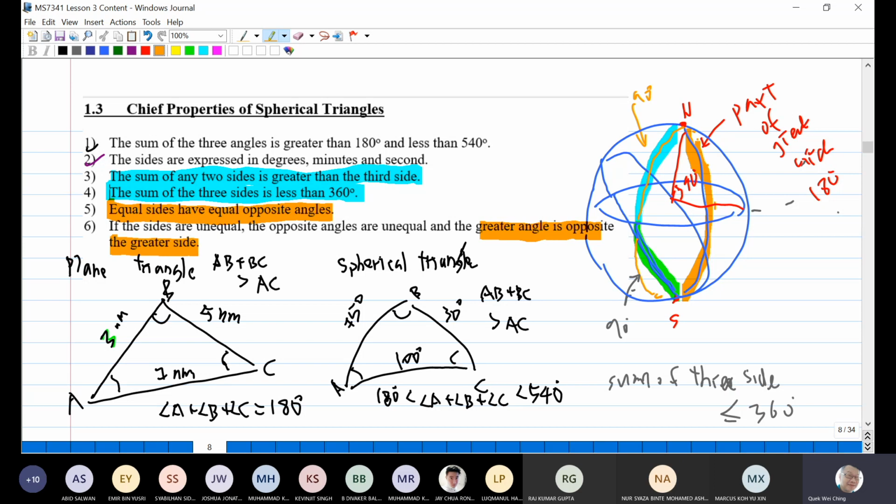This is true for any triangle as well. So for example, if this side is 100, that means this angle is the largest angle, by comparing all the sides, right? The bigger sides get the bigger opposite angle. So this is some introduction to the properties of a spherical triangle.